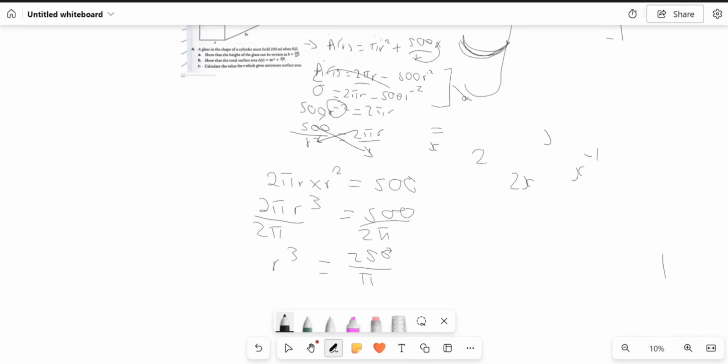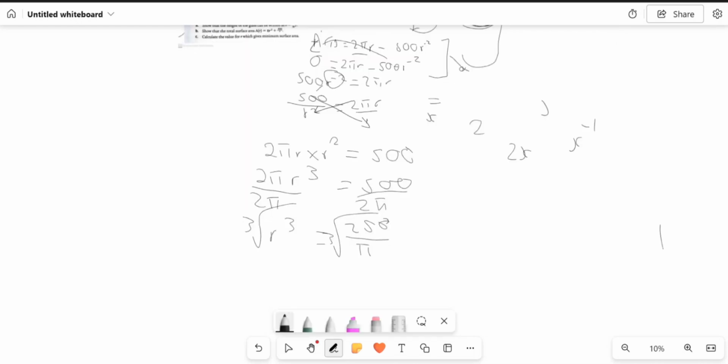So from there, you put a cube root on both sides. And from putting a cube root, you get your r. What is your r? It's 4.30 centimeters. So that's your radius.